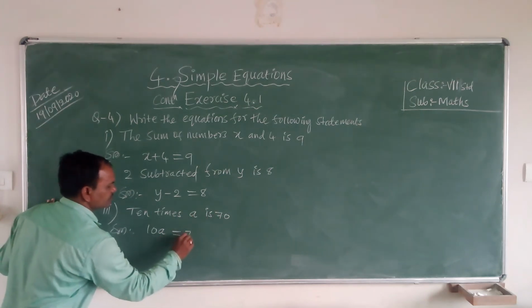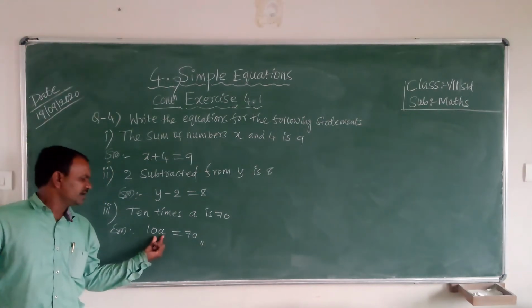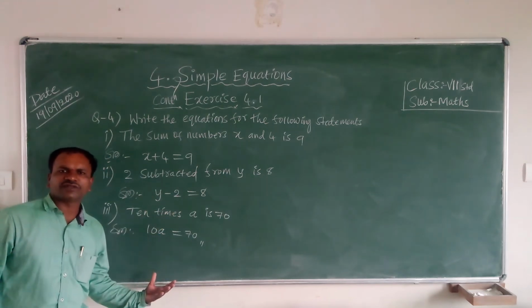is equal to 70. Very simple. 10 is multiplied. 10 into 8 is equal to 70. Like this statement, you write in equation form.